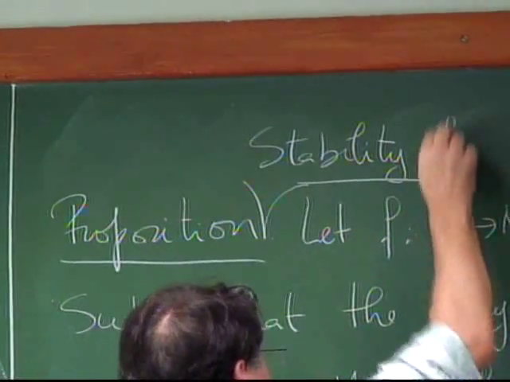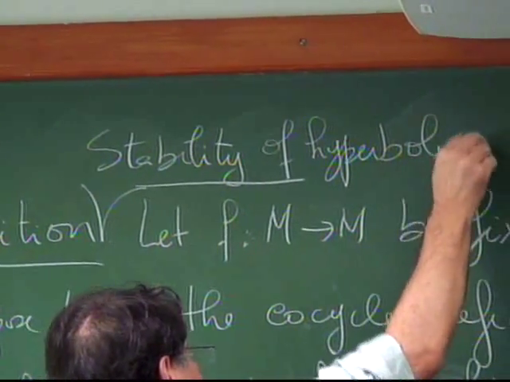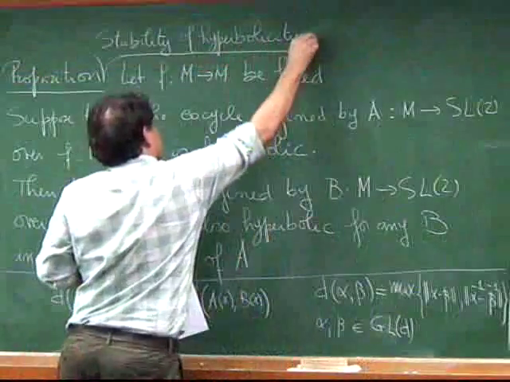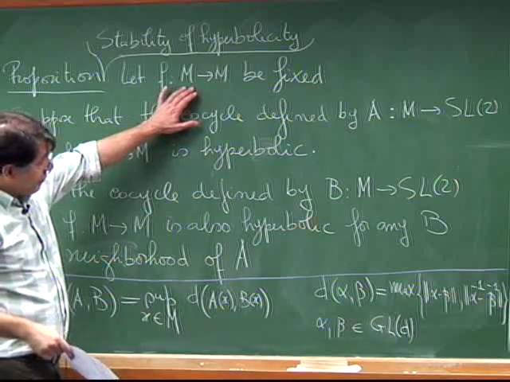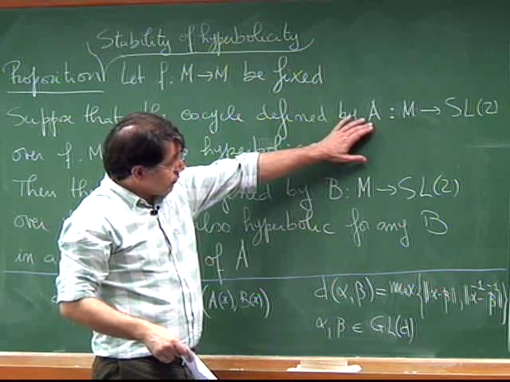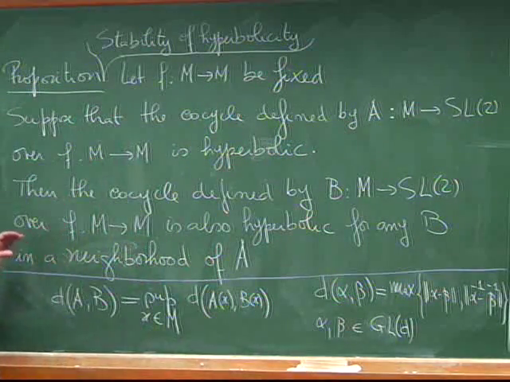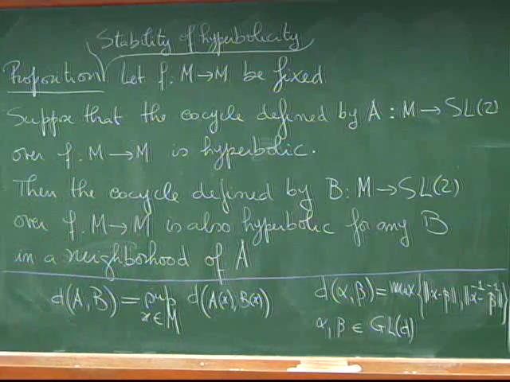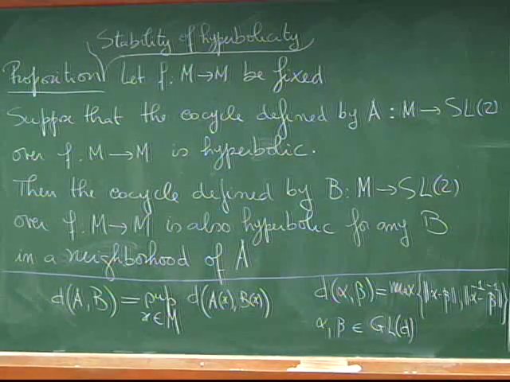Stability of hyperbolicity. It says that, given a certain transformation f, the set of continuous functions from M to SL2 for which the cocycle is hyperbolic is an open set. The way I wrote this proposition, there's more, but let's look at this.